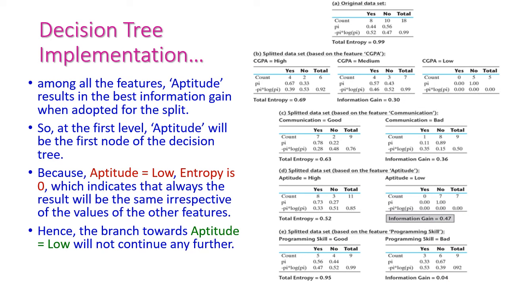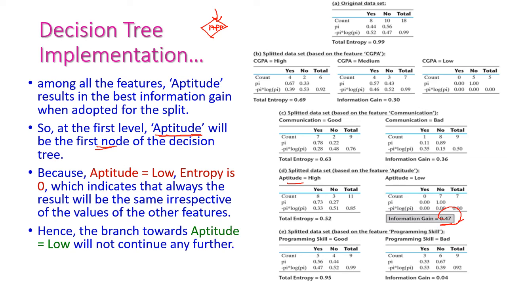So among all the values, the information gain for aptitude is 0.47, which is the highest value. Hence, in the decision tree development, let us take aptitude as the first node of the decision tree. So we need to check the aptitude first in the decision tree development.